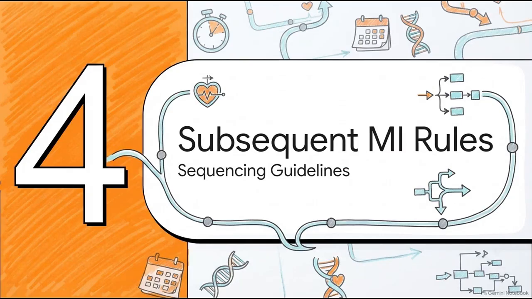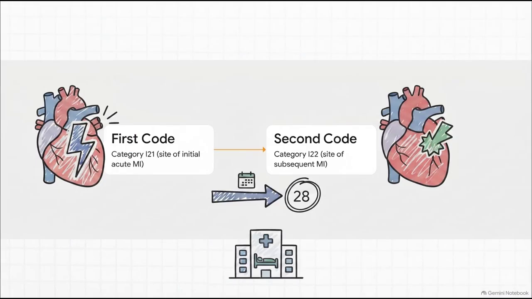Let's hit Section 4, Subsequent MI rules, because timelines can and will get complicated. What happens when a patient suffers another MI while still in a healing phase of the first one? Well, according to official guidelines, if a subsequent MI occurs within 4 weeks, that's exactly 28 days of the initial event, you have to use a code from category I22. If this happens during the same admission, you sequence the initial I21 code first as your principal diagnosis, followed by the I22 subsequent code as your secondary.